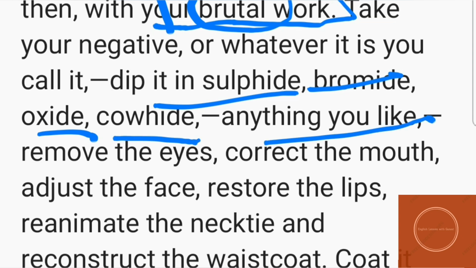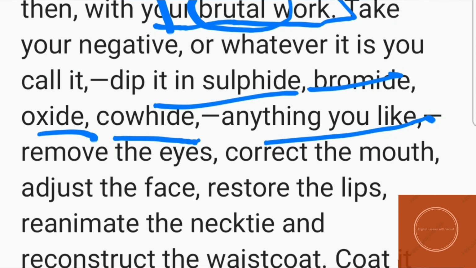He's saying that as the photographer had stated about the processes that were there, like delphide or sulfide. Now he's just saying in the same tone, as the photographer has said. So this is a sarcastic statement, we can say, that he's saying, first was there that take your negative or whatever it is, you call it, you just dip it in sulfide, bromide, oxide, cowhide, anything you like.